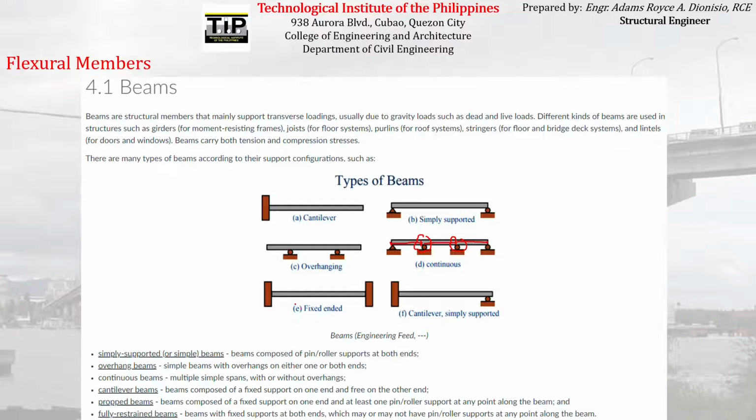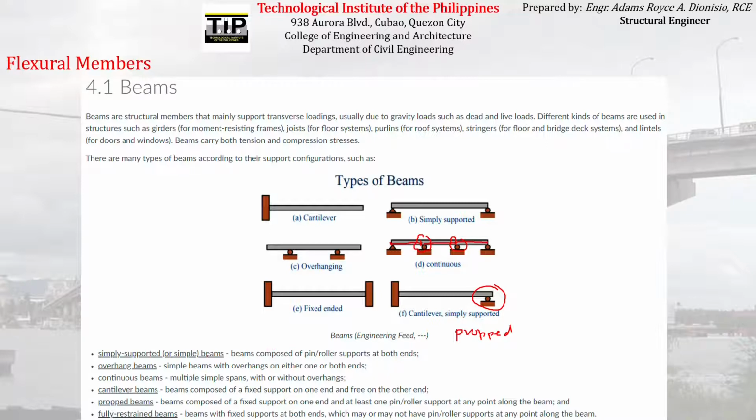Yung fixed-ended beam, nabanggit ko na kanina, both of its ends may support, and yung support na yon ay fixed support. Meaning, it can resist forces as well as moments. Okay? Cantilever, simply supported, or prop beam, ang ibang tawag dyan, prop beam eh. Cantilever beam lang din yan na may roller support dito, roller or hinge support dito sa kabilang end. Okay, so that is what we call prop beam or cantilever supported beam, cantilever simply supported beam.